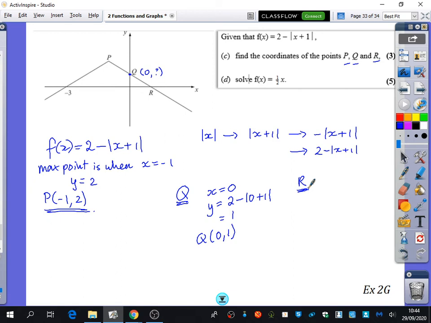And again, for r, you could do this sketching process if you wanted. But I think maybe I might find r in a different way. I would just make y equal 0. So if y is equal to 0, you've got 0 equals 2 minus modulus of x plus 1. And then you can just test it out with both of them if you're not sure which branch it's referring to. But do you think it's going to be 0 equals 2 minus x plus 1, or 0 equals 2 minus x minus 1?